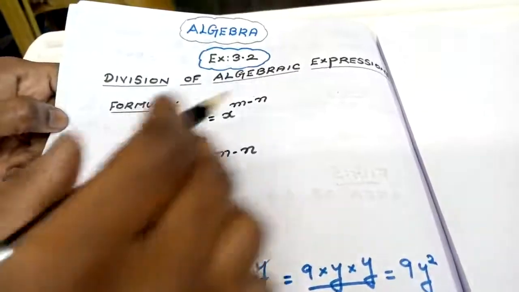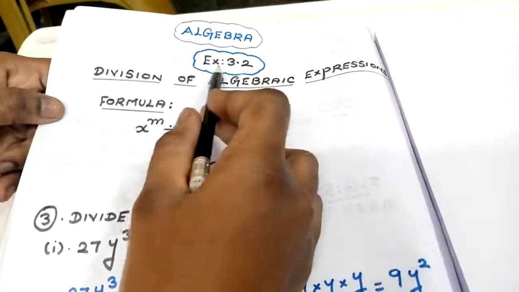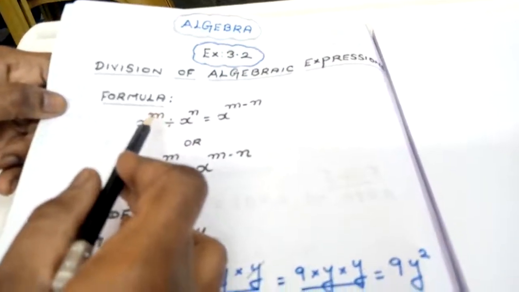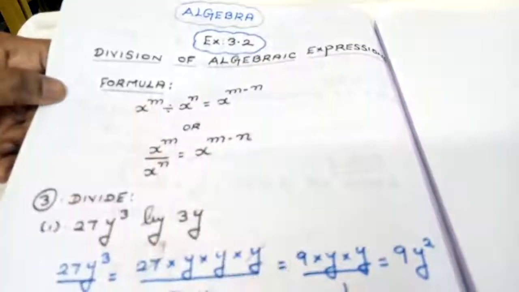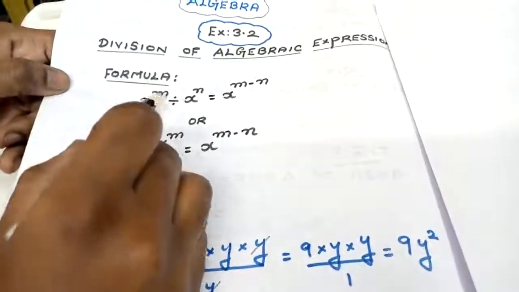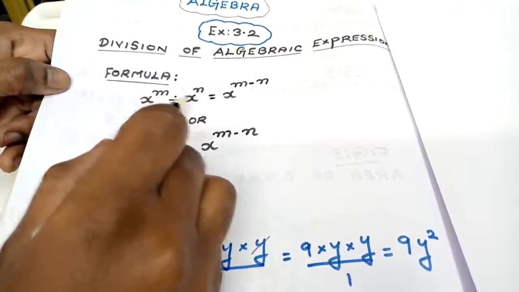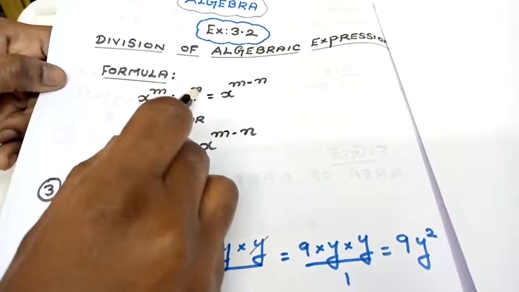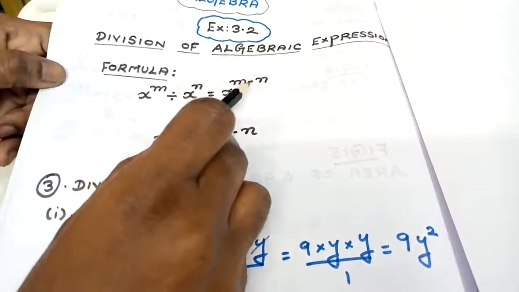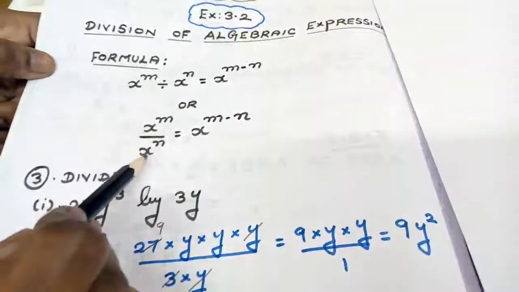In today's class, we are going to see about division of algebraic expressions, that is exercise 3.2. We are going to use this particular formula in your exercise, that is x to the power m divided by x to the power n. The value is same, power is different. In this case you can write it as x to the power m minus n, or this can also be written as numerator divided by denominator.